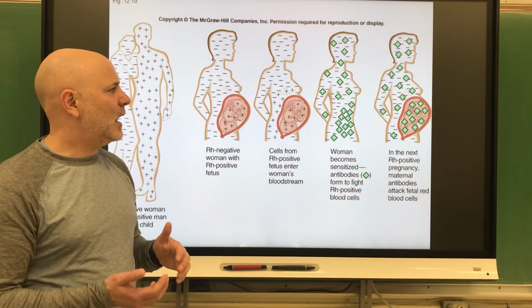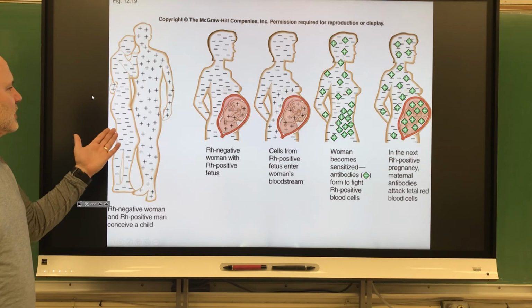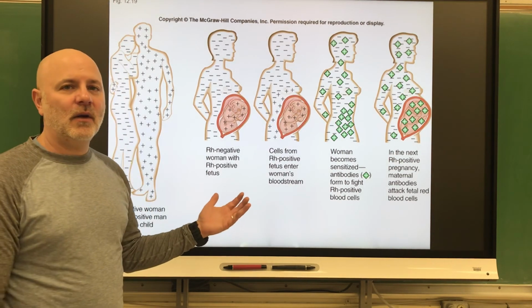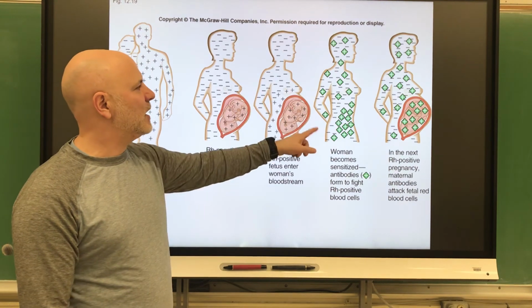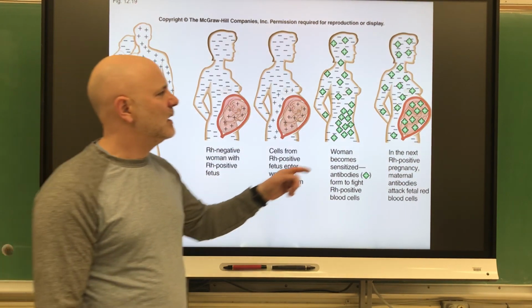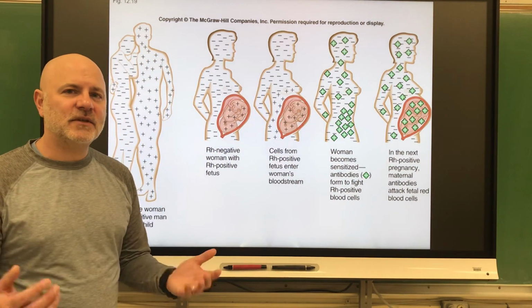Now, this doesn't mean that if the guy's positive and the girl's negative, that you can't have kids, because nowadays we give women a shot called RhoGAM, and that actually prevents the antibody from crossing over the placenta, and so that saves the pregnancy.